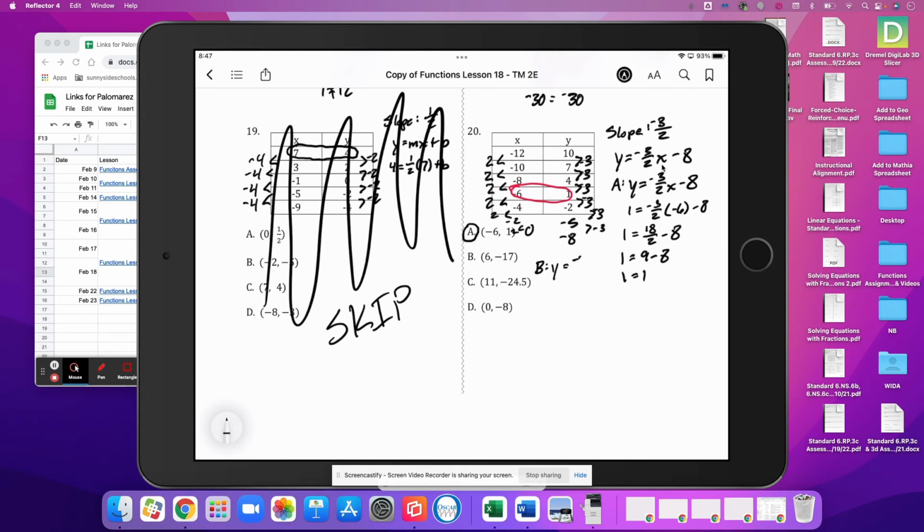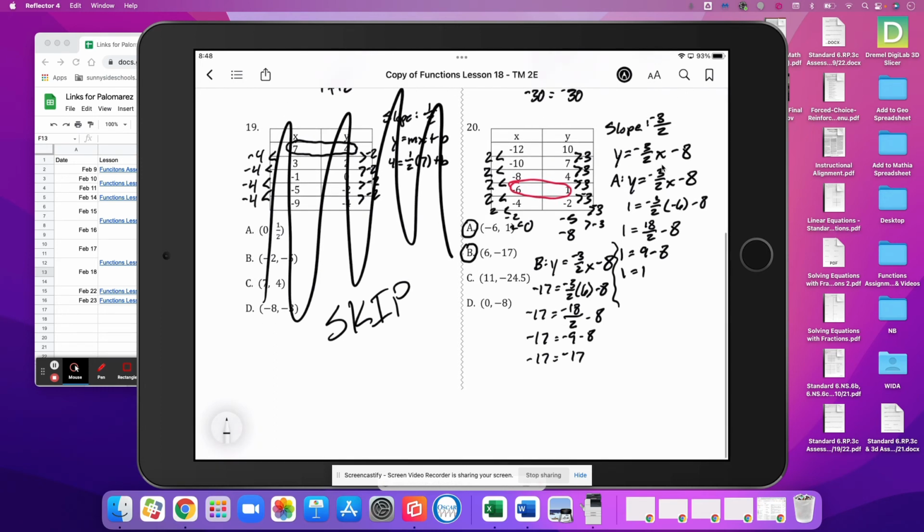We got y equals negative 3 over 2x minus 8. And so negative 17 equals negative 3 over 2 times 6 minus 8. Negative 17 equals negative 18 over 2 minus 8. Negative 17 equals negative 9 minus 8. And negative 17 equals negative 17. So yes, B is a solution. And then we've got to do C and D.